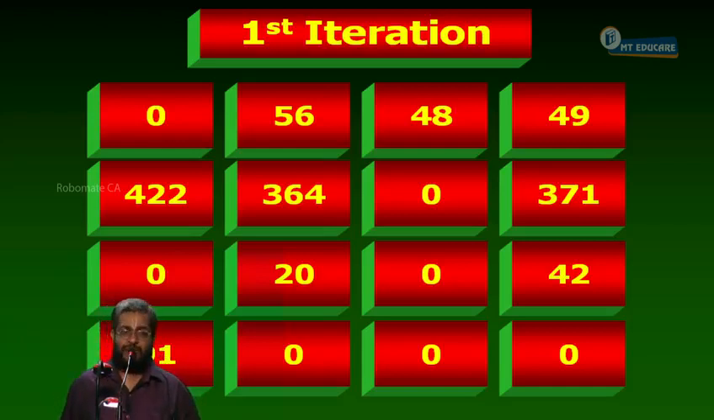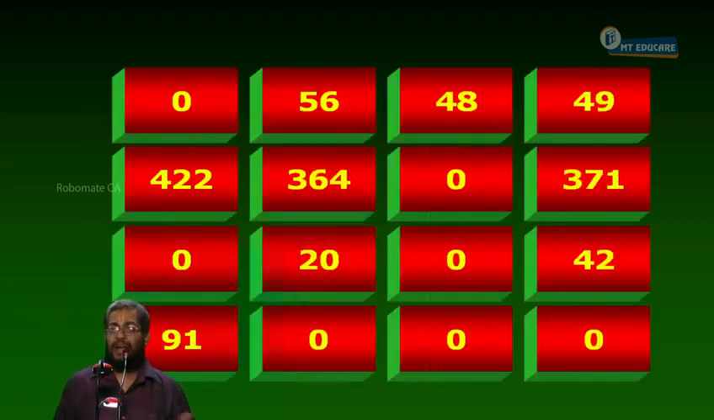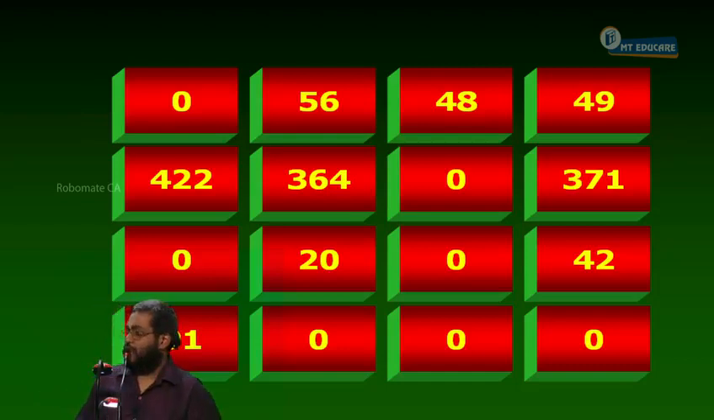Now, step 5 or step 6? Step 6. Covering zeros with minimum number of lines. Always don't do ahead of me, do along with me. Can I proceed or not? No. Please write the matrix again. 0, 56, 48, 49; 422, 364, 0, 371; 0, 20, 0, 42; 91, 0, 0, 0.